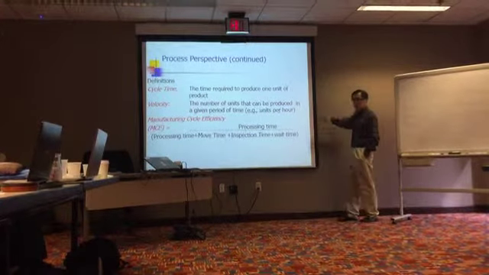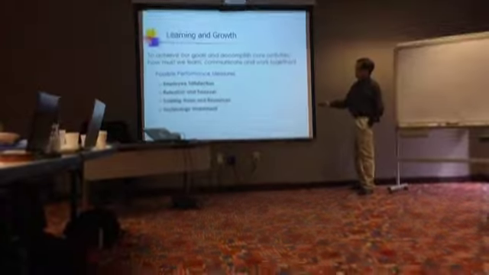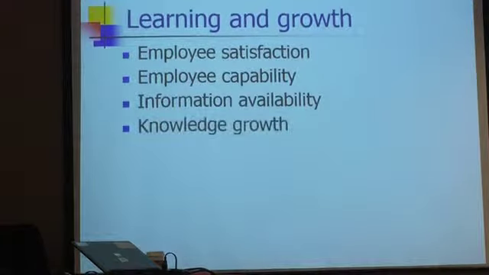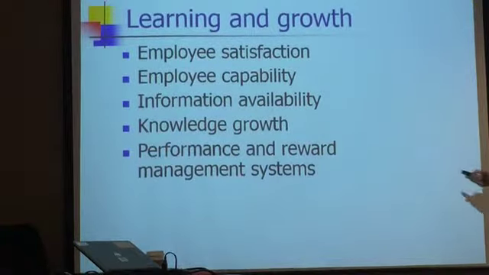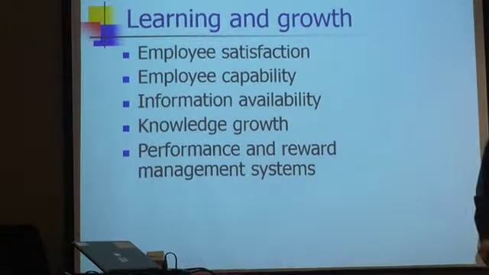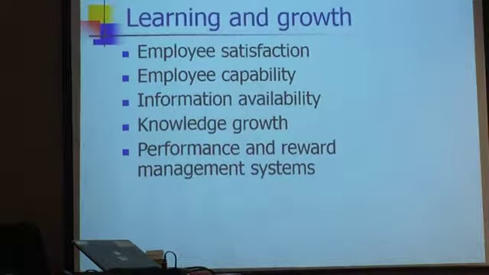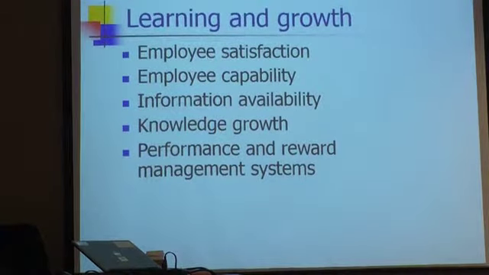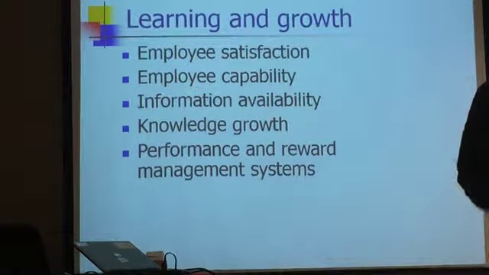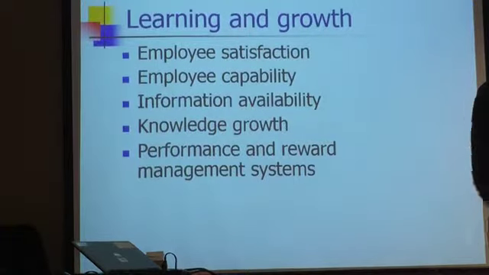So the color, measure, and learning and growth: employee satisfaction, retention and turnover, training hours and resources, investment, and we all know that. And capability, information, knowledge growth, performance and reward management system. See, this performance and reward, you can lose your highest quality employee because of the compensation system. Once they find out, and it happens in our university too.